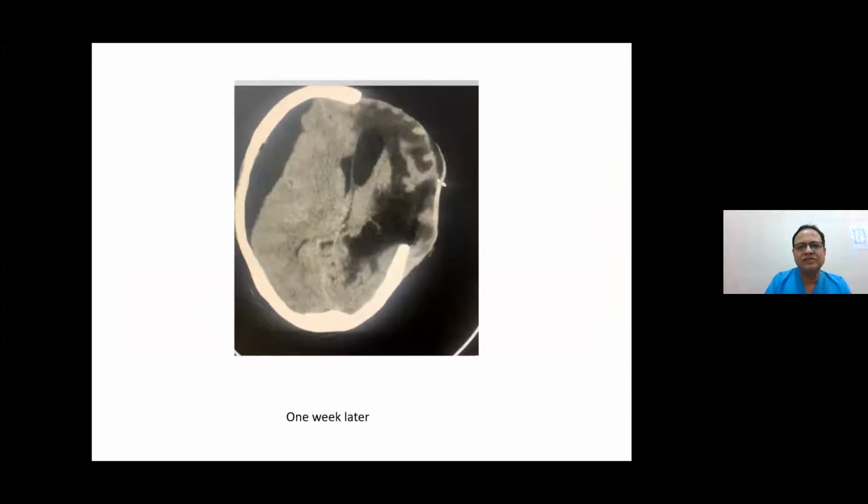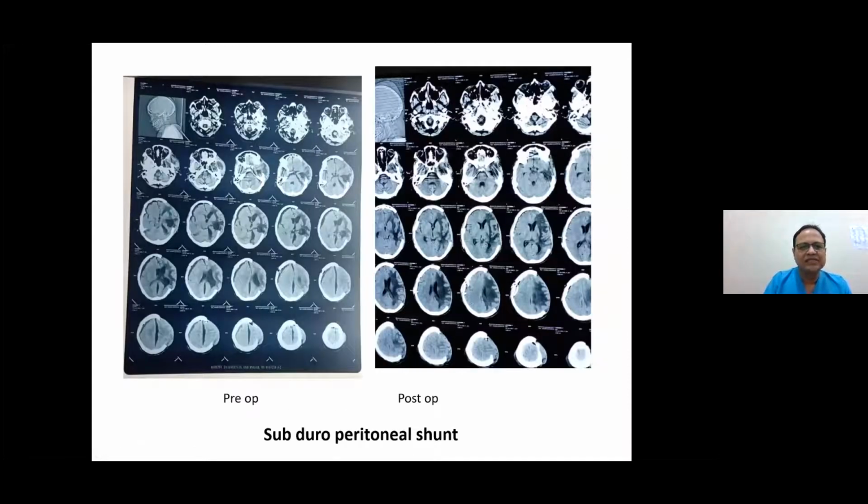The ventricles also were dilated. So instead of again doing a burr hole evacuation, what was done was a subdural peritoneal shunt. Following the subdural peritoneal shunt, the brain became normal, the ventricle size on the opposite side also came back to normal, and following this, cranioplasty was performed and the patient did well.